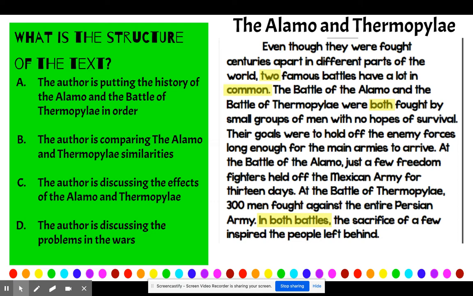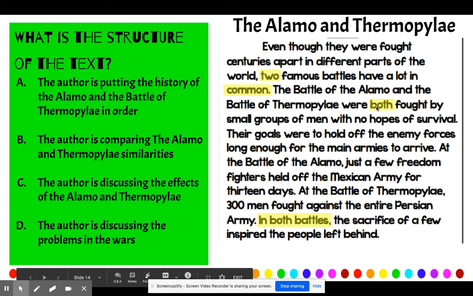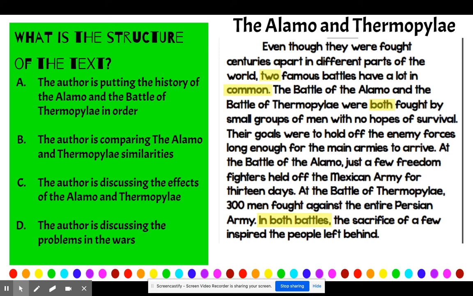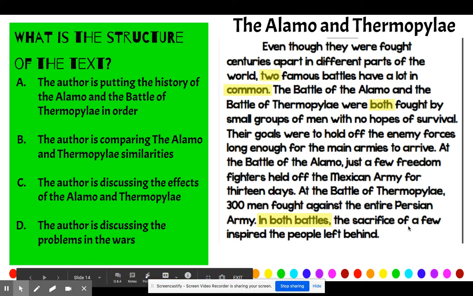B, the author is comparing, there's that word, the author is comparing the Alamo and Thermopylae's similarities. Oh, and I know when something is similar, it is the same. And what I see here is these words both twice. I see this word common. It's telling me that there are similarities here between the Alamo and Thermopylae. At this very last sentence, it says, in both battles, the sacrifice of a few inspired the people left behind. So it's telling me something they have in common. So I'm kind of really thinking B.